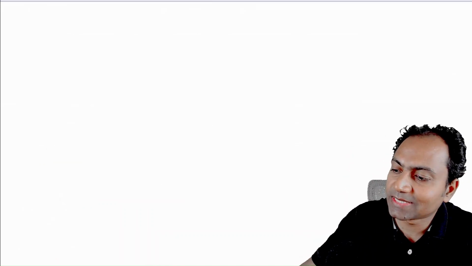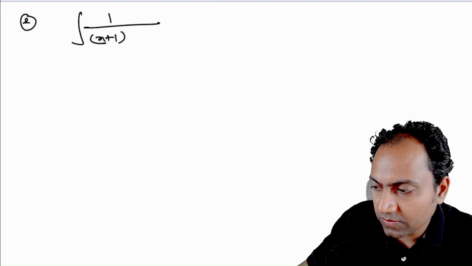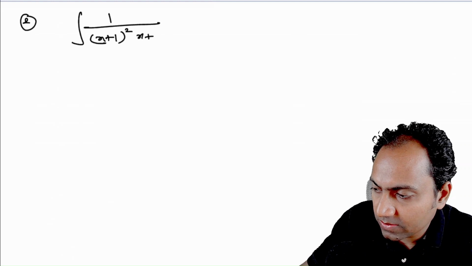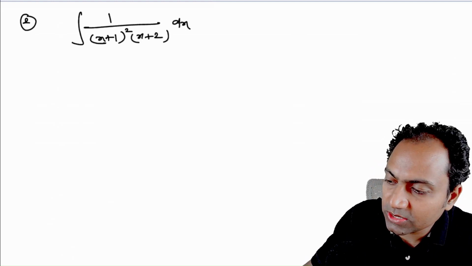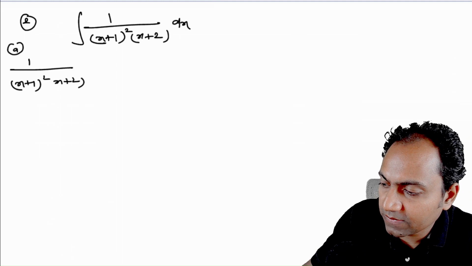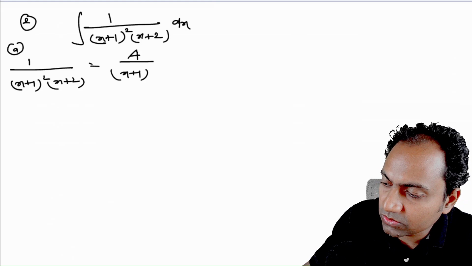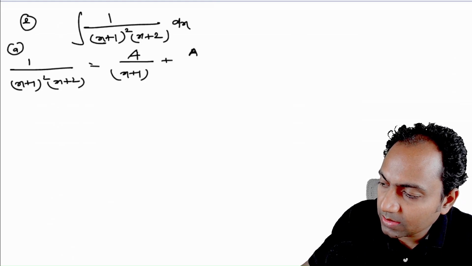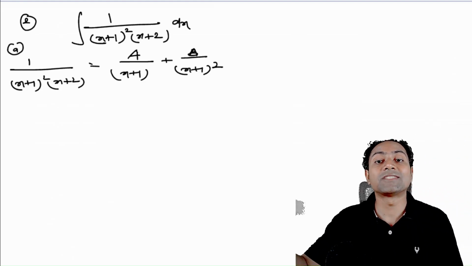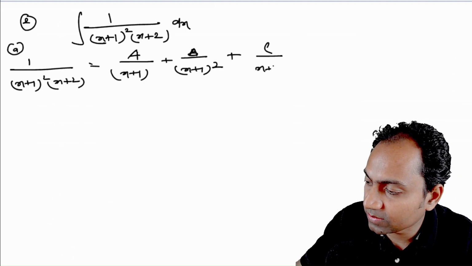Now let us take another example based on a similar idea. Sometimes it might be given that instead of x plus 1, x plus 1 whole square is given. In this case, the partial fraction would be written slightly differently. Whatever the power is, that many times that term will get repeated. So we will write a upon x plus 1, then b upon x plus 1 whole square. Had it been x plus 1 whole cube, we would write another term, c upon x plus 1 whole cube. And then the third part is c by x plus 2.